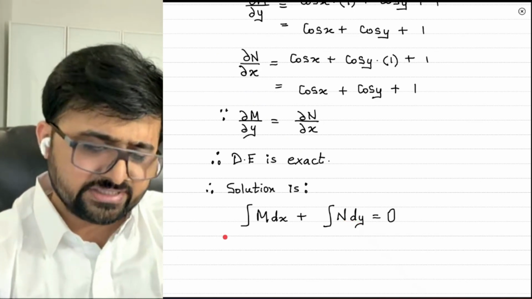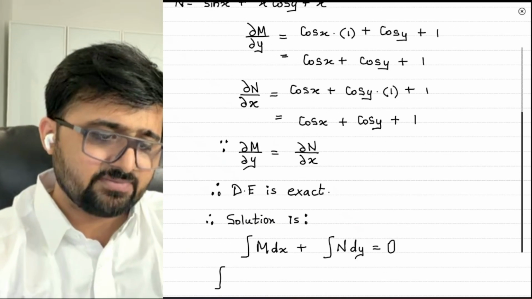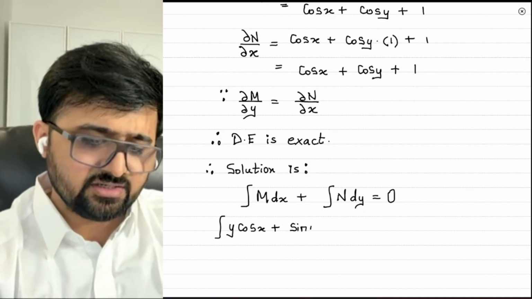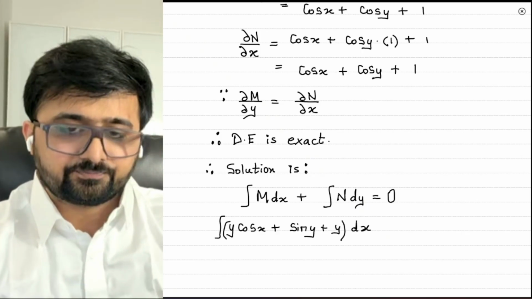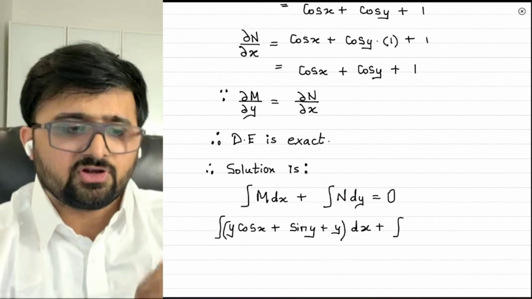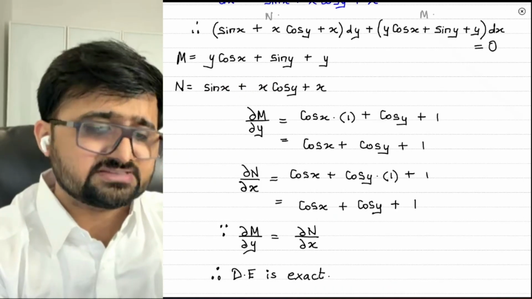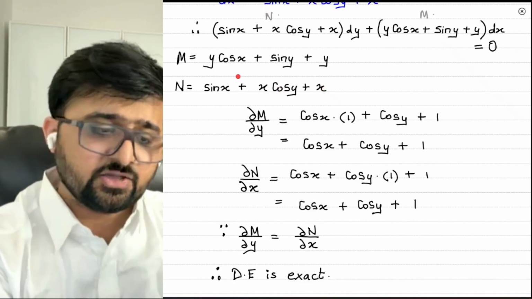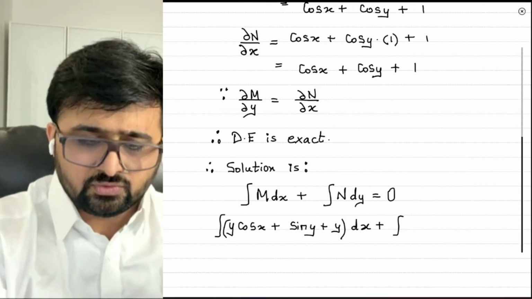Let's look at how to integrate it then. So we have the integration. Let's substitute m. So we have y cos x plus sin y plus y into dx. Then we have plus the integration of n, where we have to take all the terms free from x. If you look at n, is there any term which is free from x? Sin x is not free from x, cos y is not free from x, and even x is not free from x. There is no term in this n which is free from x. So there is no term that we can include here. So we just write 0 dy.